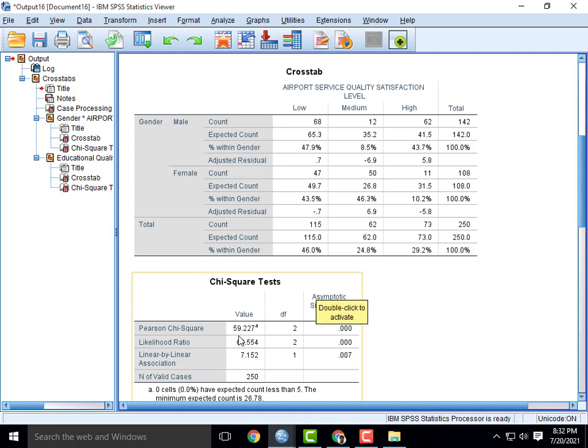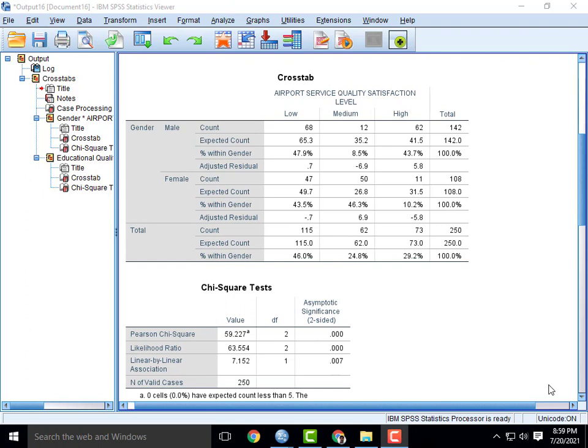Now we come to the very important table, that is chi-square test table. So Pearson chi-square test value is 59.227, 2 degrees of freedom, and the significance value is less than 0.05. So we reject our null hypothesis. We can conclude that there is a significant association between airport service quality and gender. Once this is significant, it means less than 0.05, we want to know which category of the data is highly significant.